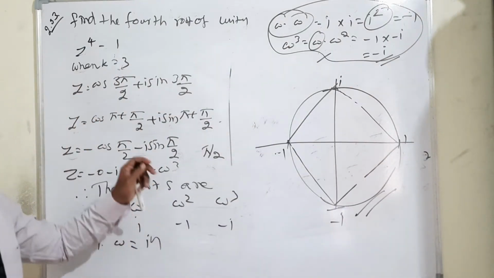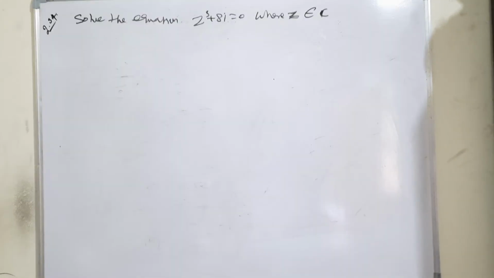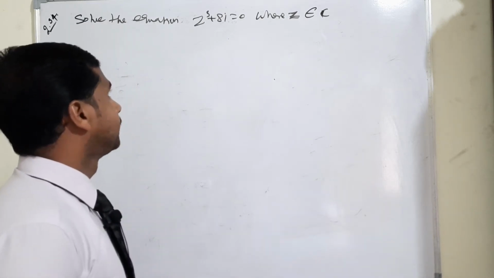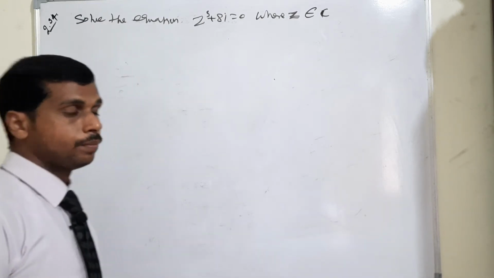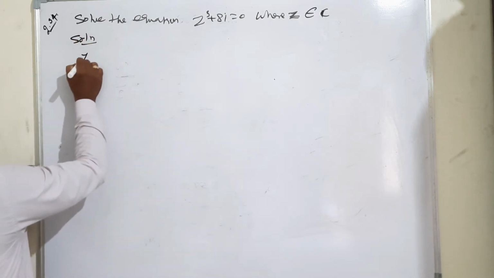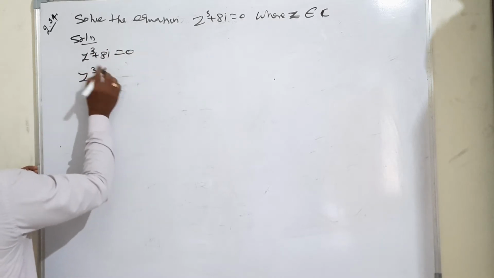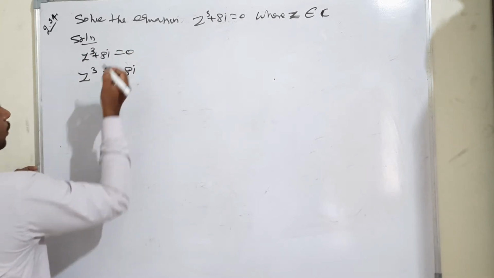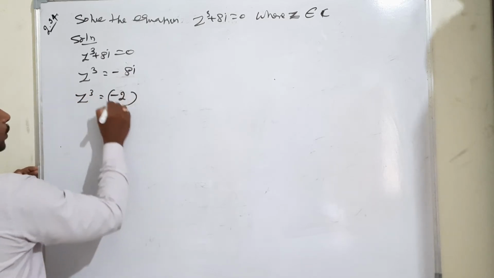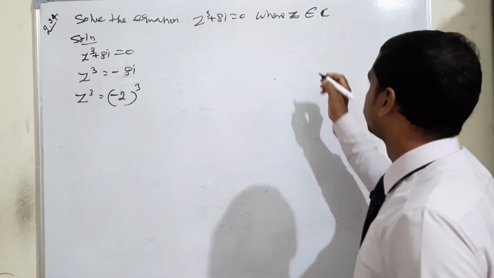Okay, I will continue with the next example, 2.34. Question: solve the equation z cube plus 8i is equal to 0. Solution: z cube plus 8i is equal to 0. Then plus 8i bring to the opposite side means minus 8i. Therefore z cube is minus 8i, and minus 8 we can write as minus 2 the whole cube. So what is the meaning of i?